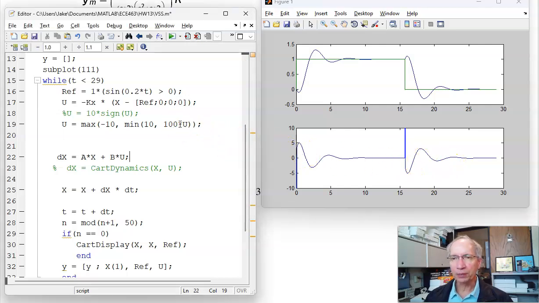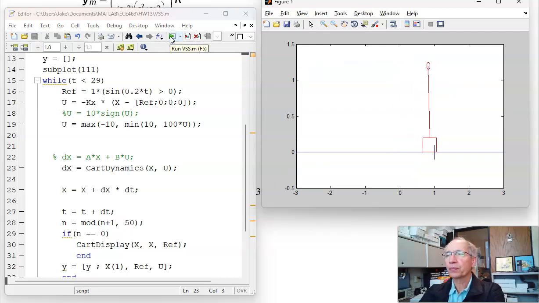That's for the linear system. If I try a nonlinear system, it's going to look almost the same. So that's a bang-bang controller and a saturating controller, really almost identical to what we've been doing.